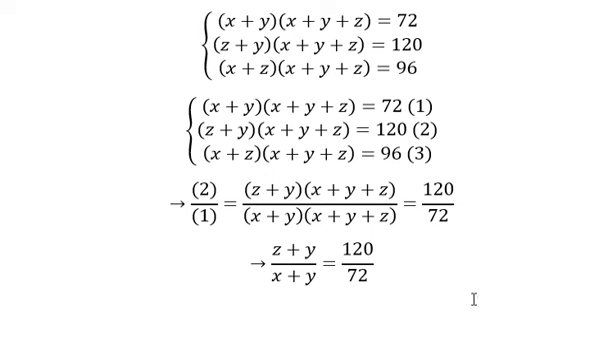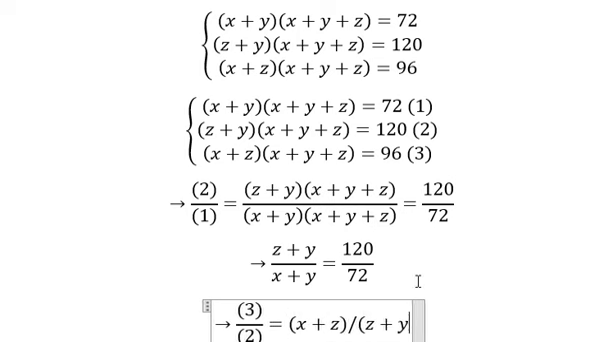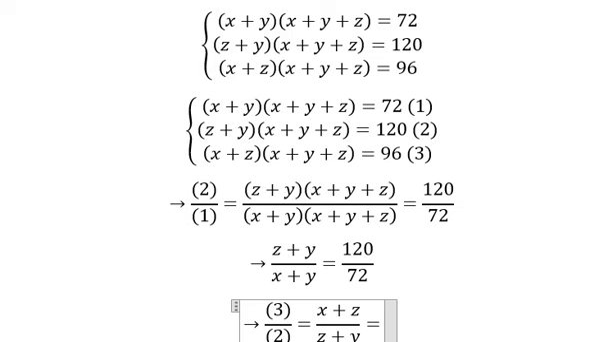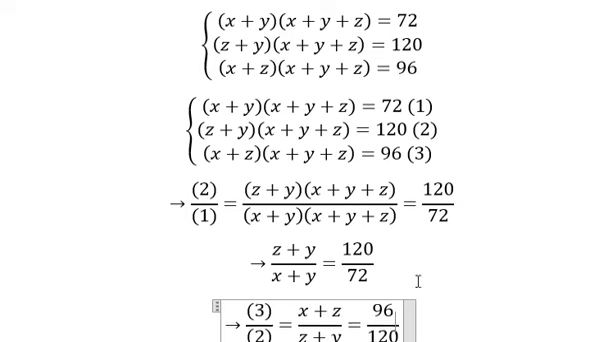Now we can do the same for number 3 divided by number 2, and we have it like this. So that is x plus z over z plus y, and we have 96 over 120.